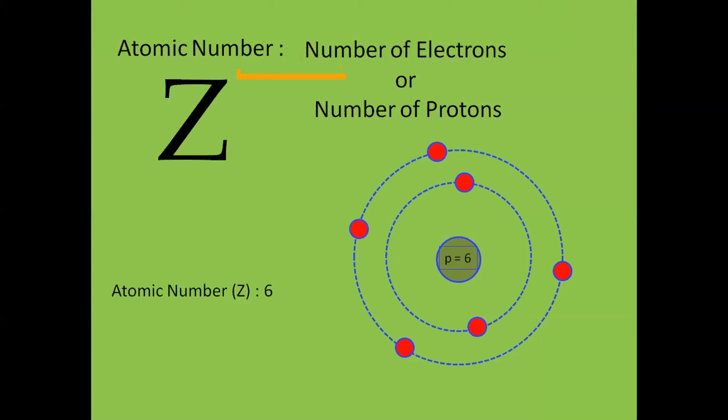Have you all written? So the term which we are using here is atomic number, which says Z is equal to number of electrons or number of protons. Yes, Kevin, I'll try to do that. Have you all finished writing?